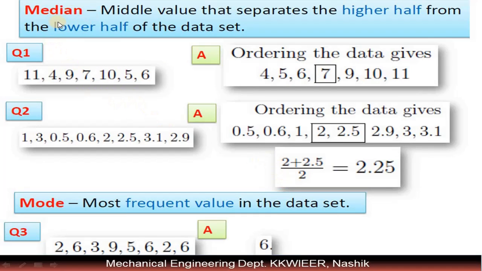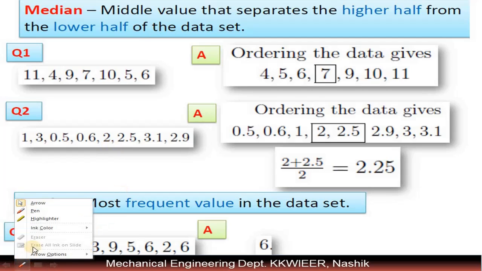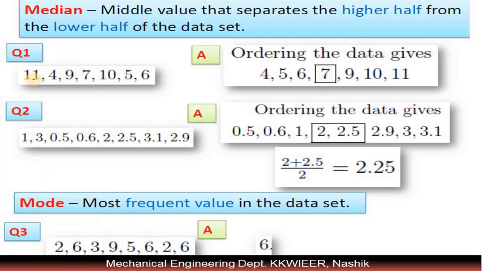Then we have median. Again it is related with central tendency. So what does exactly median mean? It is nothing but the middle value that separates the higher half from the lower half of the data. Now how can we get this higher half and lower half? Suppose one example is provided over here, we have collected numerical data, maybe height, maybe some sort of data, that is 11, 4, 9, 7, 10, 5 and 6. For that purpose we first have to arrange the total data in ascending order. So all the data is arranged, that is 4, 5, 6, 7, 9 and 10.